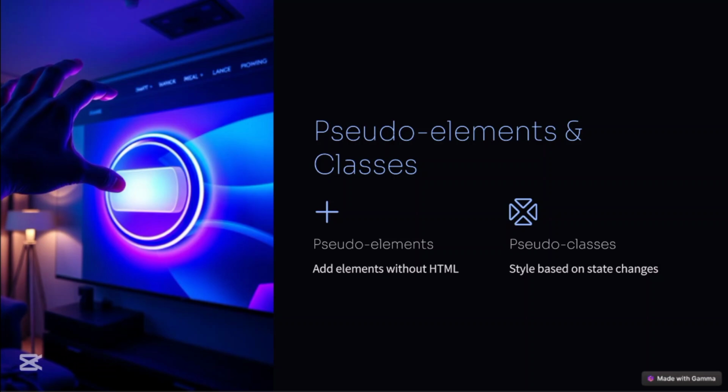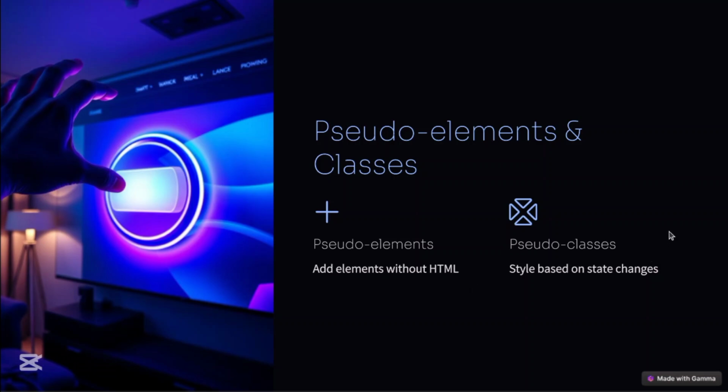And then moving on, we are going to have a look at what we call pseudo elements and classes. So pseudo elements and classes allow you to apply CSS based on state changes. This means that your design can react to a user input such as an invalid email address. So that is in terms of pseudo classes. Then we have pseudo elements that enable you to add elements without having to use HTML.